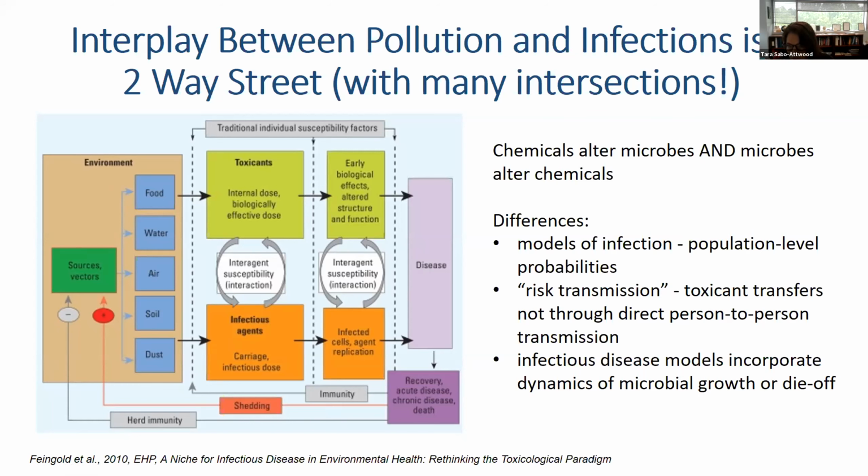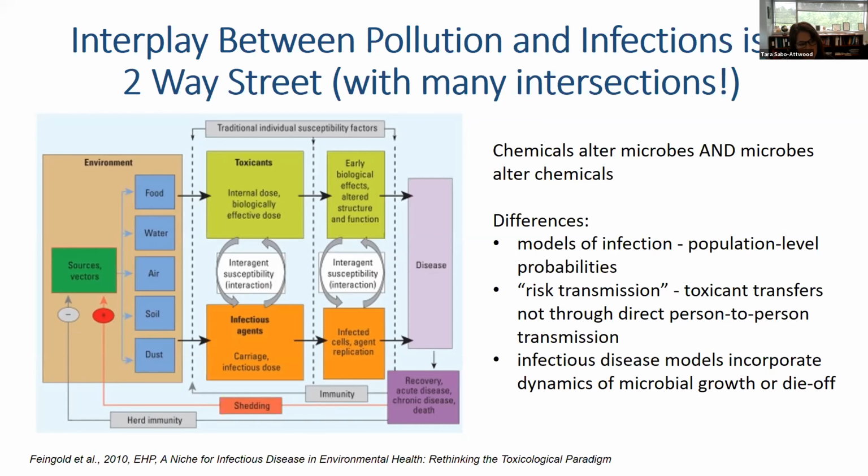I'm not going to be able to talk through this whole model, but I did provide this paper as reading for the students. There were several challenges to this model that I think are important to know. The first is that models of infection are based on population level probabilities. The second is that the concept of risk transmission is critical to infectious disease dynamics, as toxicants generally are not being transferred through direct contact from person to person. And then lastly, infectious disease models must incorporate dynamics of growth or die-off of microbial populations. And so these are some real challenges to try to integrate into this model.